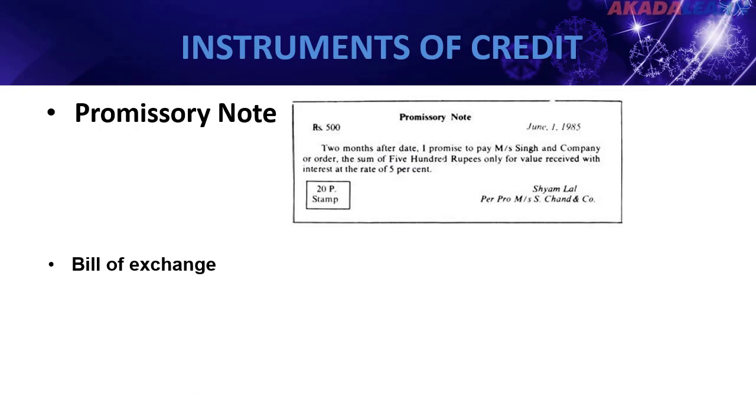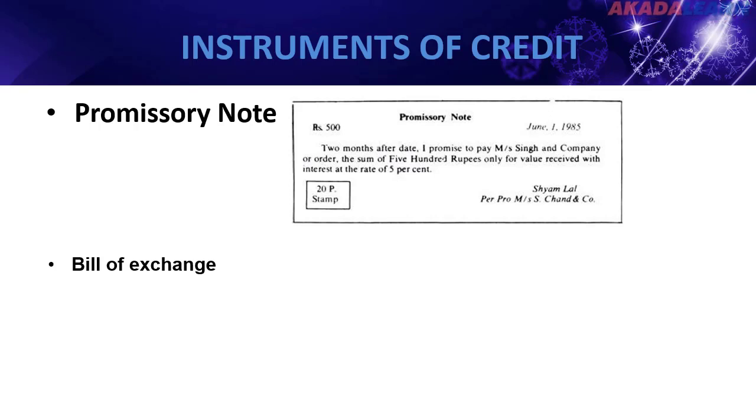A bill of exchange is used in internal as well as foreign trade. It is an order by a seller to a buyer or by a creditor to a debtor to pay a certain sum of money to himself or to the bearer or to another person named in the bill of exchange.